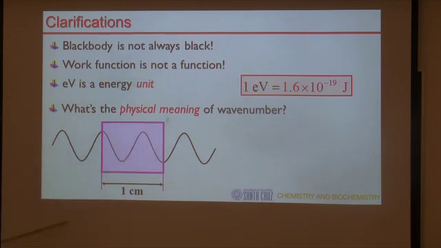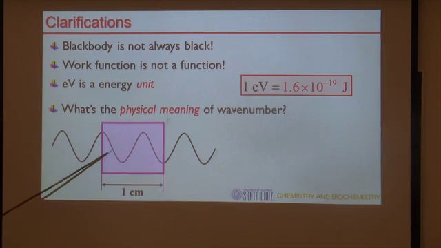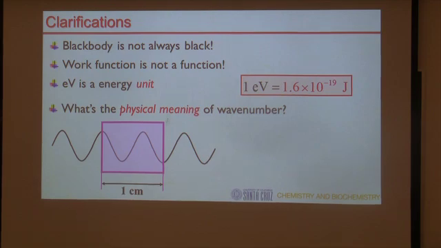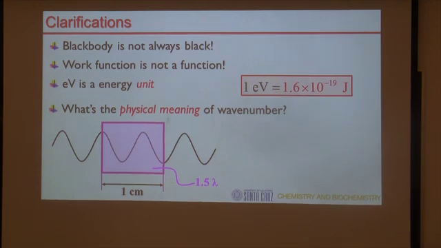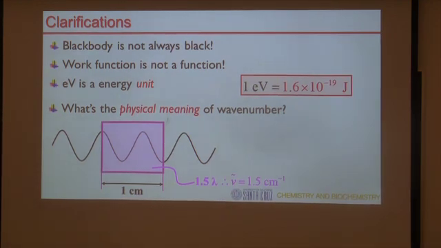So the question I want to ask you is, how many wavelengths are covered by the box? How many wavelengths? 1.5. So there are 1.5 wavelengths within 1 centimeter, right? So the wave number is then 1.5 centimeter inverse. Well, that's the physical meaning of wave number. It simply means within 1 centimeter, how many wavelengths are covered here, okay?